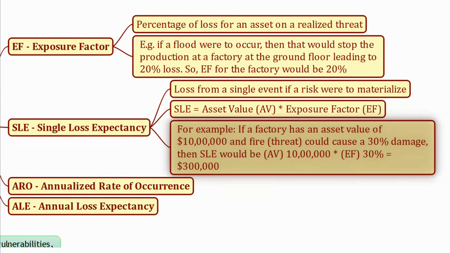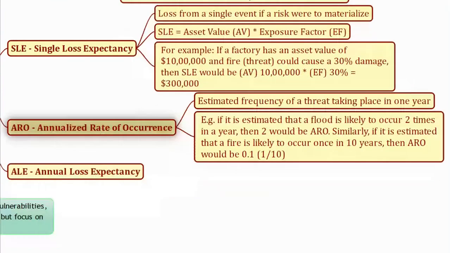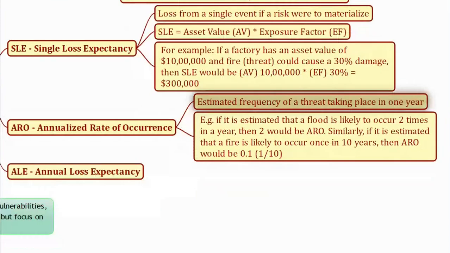Next, we talk about ARO, or annualized rate of occurrence. Now, ARO means what is the estimated frequency of a threat taking place in 1 year? Because threats do not materialize every single year, right? Or they may materialize, but how many times will they materialize based on your experience or based on certain data? How many times can you expect a certain threat to materialize in 1 year?